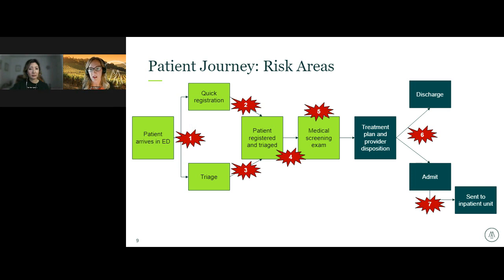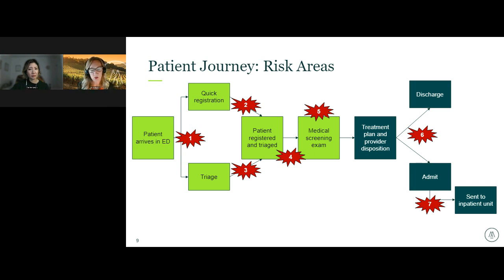The ED Benchmarking Alliance actually has metrics related to where you should be landing. And everybody's different, your benchmark would be different based on your size and things like that. So it's not a one size fits all. It could be if you're a level one, level two trauma, things like that. So that metric isn't the same for everybody, but that's a really, really important metric because your door to doc or door to medical screening exam is when you're most likely to lose your patients or have patients that are left without being seen. So again, that's another huge risk point.